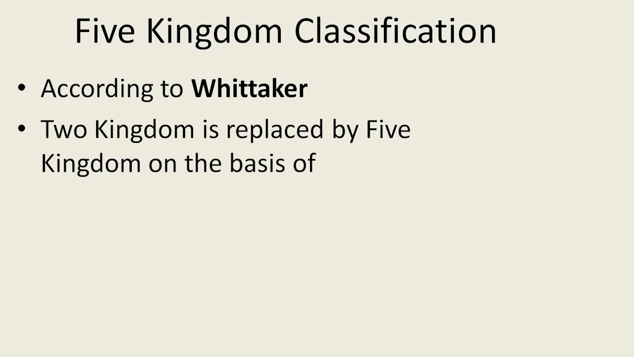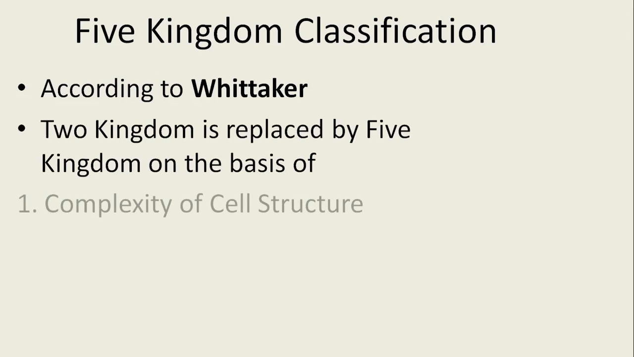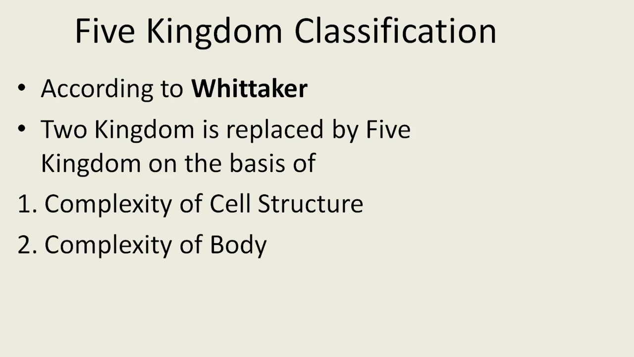And in this five kingdom classification, he followed some characters. Which are the characters? Very first, he observed the cell structure complexity: the cell is prokaryotic or the cell is eukaryotic. This is the very first character he observed. Then he also observed how the organism's body is. The body is simple, single cellular, or the body is multicellular. And the third parameter is the mode of nutrition: nutrition is autotrophic or nutrition is heterotrophic.